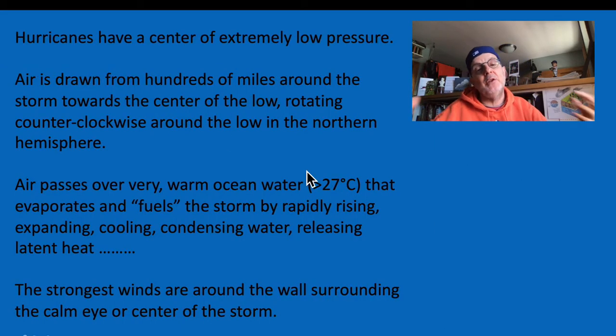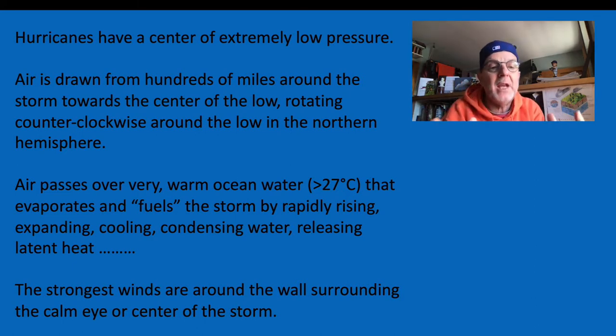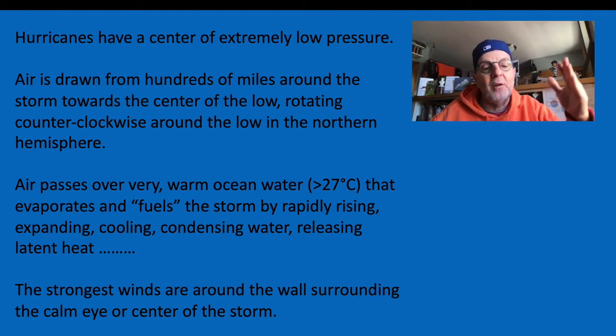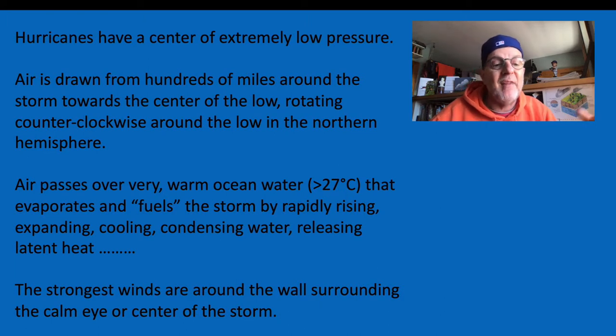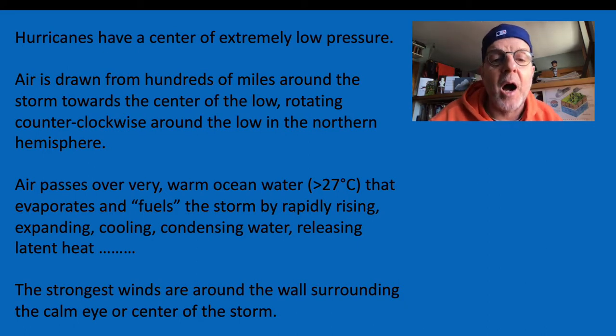Hurricanes have a center, again, of extremely low pressure. Air is drawn from hundreds of miles around the storm towards the center of the low, rotating counterclockwise around the low in the northern hemisphere. Air passes over very warm ocean water, greater than 27 degrees centigrade, that evaporates and fuels the storm by rapidly rising, expanding, cooling, condensing, releasing latent heat, and driving that hurricane forward into the future. The strongest winds are always in the wall surrounding the calm eye or center of the storm.